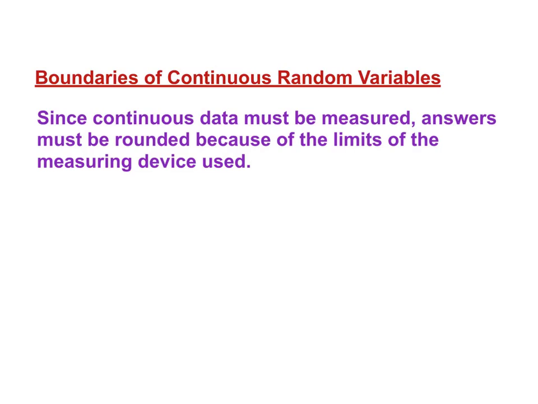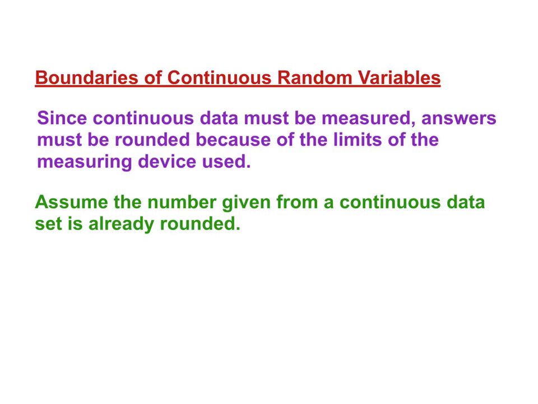So we have to assume whenever you see continuous data that it has been rounded to some level already, which is why we actually think of continuous data in terms of boundaries. And I'm going to show you how to come up with those boundaries here in a second. And the key thing is, assume that whenever you have a number from a continuous data set, that it's already been rounded. I will admit that the explanation that I'm about to give you for how to come up with the boundaries is not great.